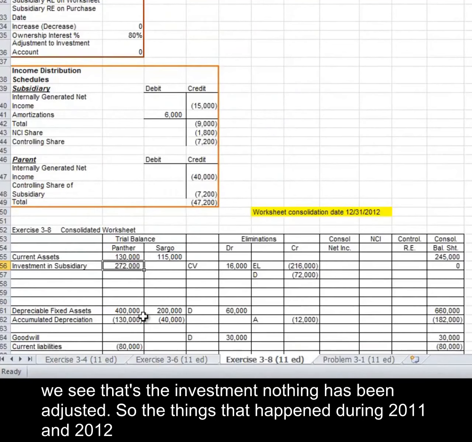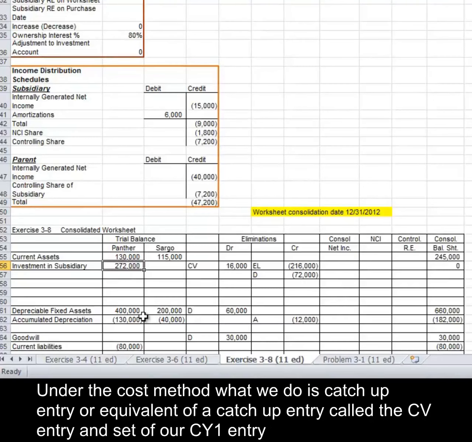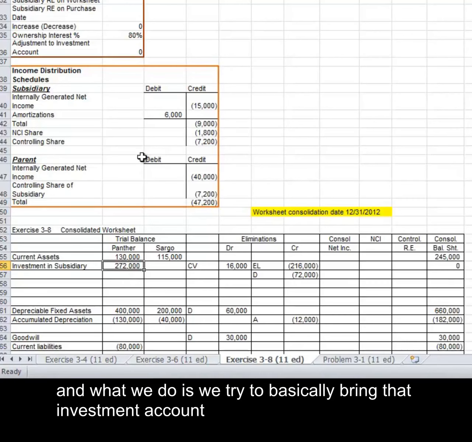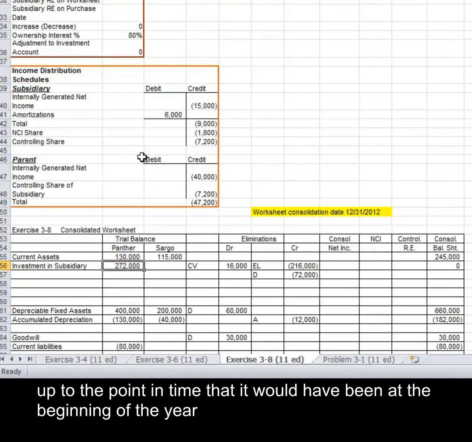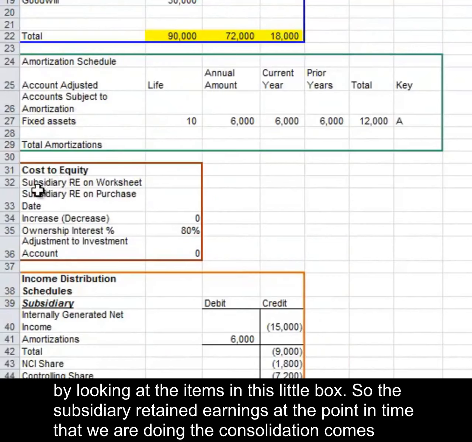Nothing has been adjusted. So the things that happened during 2011 and 2012 on the subsidiary side in their retained earnings have not been picked up by the parent. Well, to do that under the cost method, what we do is a catch-up entry or equivalent of a catch-up entry called the CV entry instead of our CY1 entry. And what we do is we try to basically bring that investment account up to the point in time that it would have been at the beginning of the year by looking at the items in this little box.